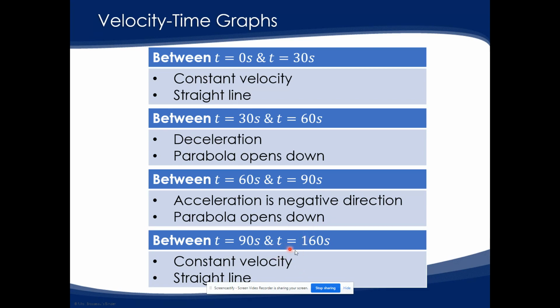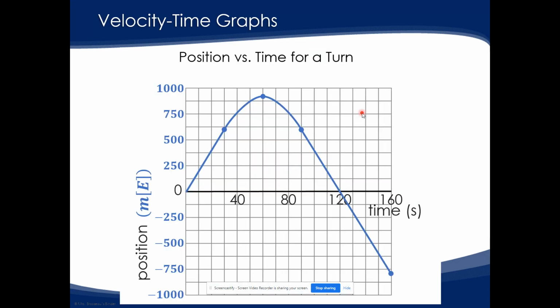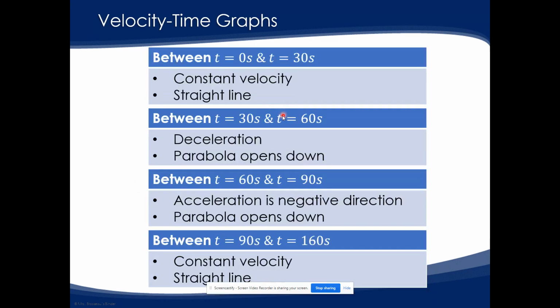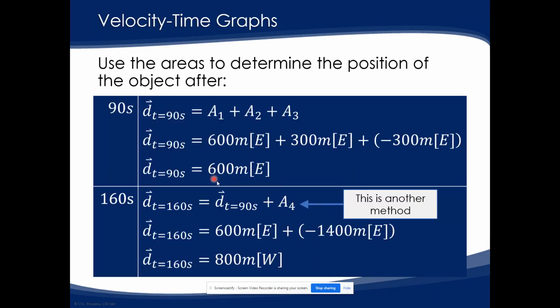And then between 90 seconds and 160 seconds, we're going back at a constant velocity again, meaning that we have a straight line. So we really have to go through and think and analyze some of this stuff from what we know from our other graphs. So graphing the points that we calculated, I have between 0 and 30, then between 30 and 90, we have a parabola, but it opens downward, and I'm using my position based off of what I calculated back up here.